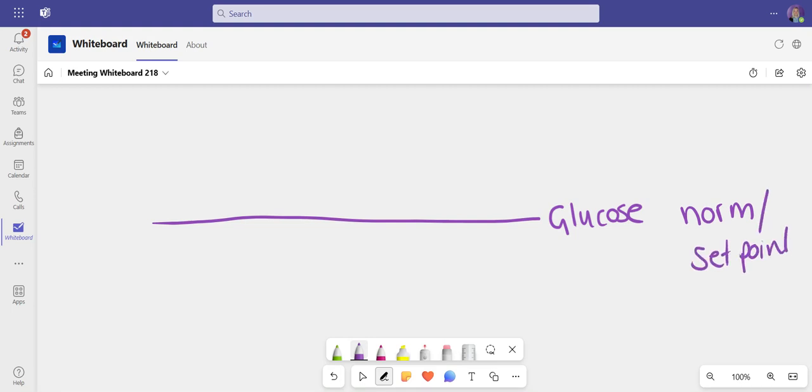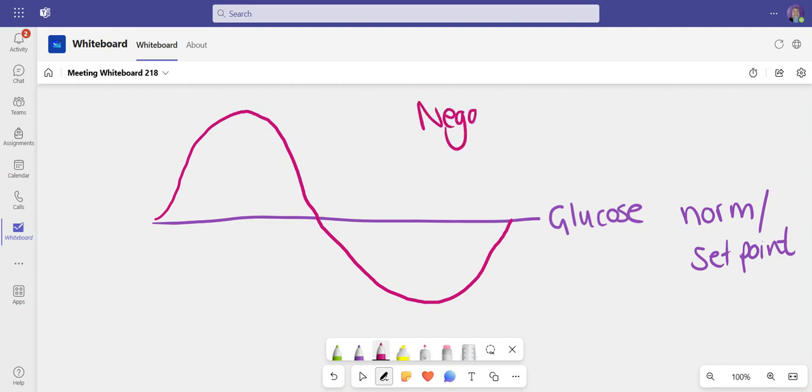Now, obviously, sometimes the blood glucose level might go too high, and negative feedback will bring it back to the norm. And sometimes our blood glucose level might go too low, and negative feedback will bring it back to the norm. So remember the word negative feedback. That means that whenever some kind of variable deviates away from the norm where it should be, some kind of effectors bring it back to the normal.